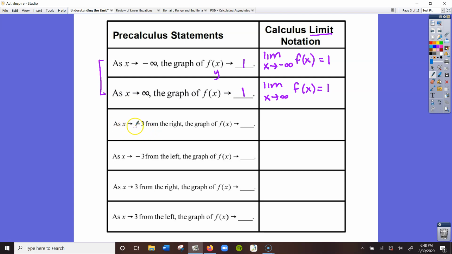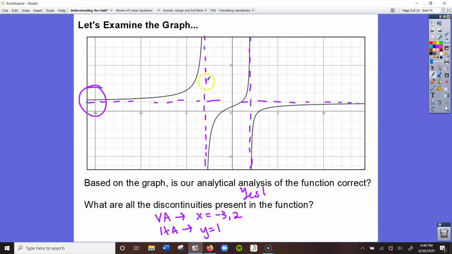It says, as x is approaching negative 3 from the right, the graph of f of x is approaching what value? I'm going to look back at my graph. I'm going to look at x equals negative 3, which is right here. Notice that that's where we have our vertical asymptote. If we're coming from the right, that's this side here, we see that the graph is going down forever. So the answer to our limit is not going to be a particular number as in the previous two, but it's going to be negative infinity, because it is going down to infinity.